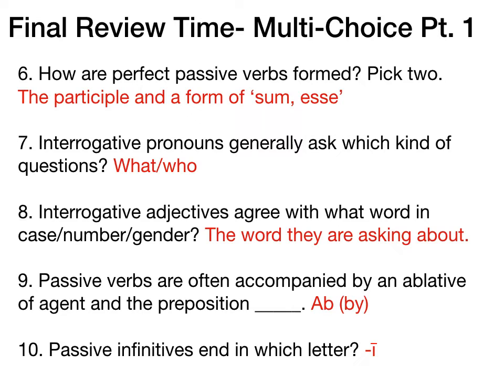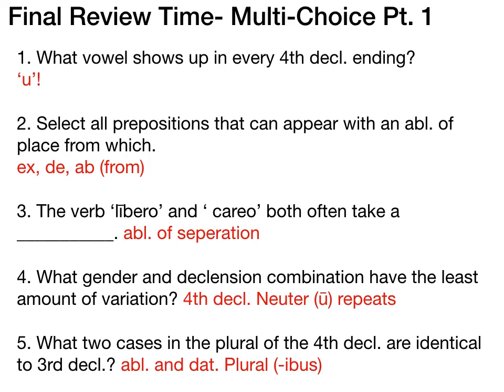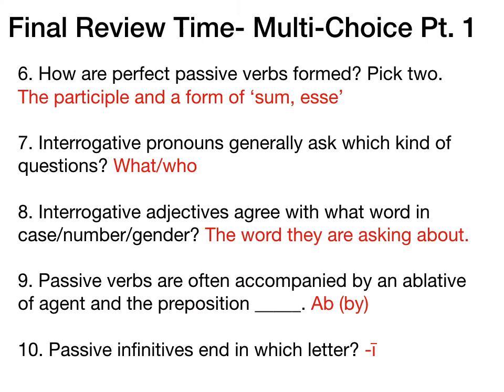Okay, let's see. Passive verbs are often accompanied by an ablative agent in the preposition ob. This ob, which for us previously is "from," right? It's kind of weird that ob can be "from," but in a sentence that has a passive verb, it's going to be "by." Like the student is taught by the teacher. That would be discipula ob magistro doctus est, or more like docator, because I did those present passive.